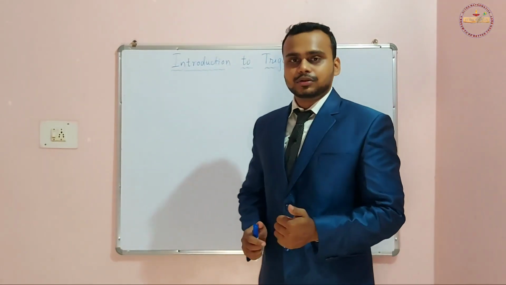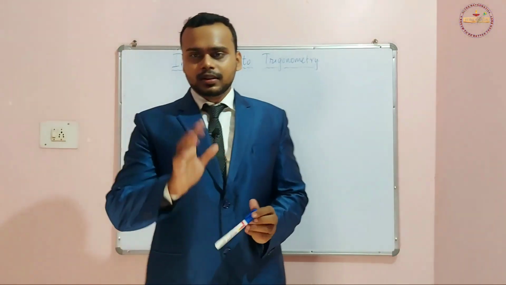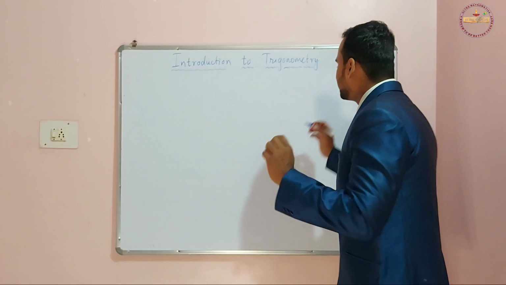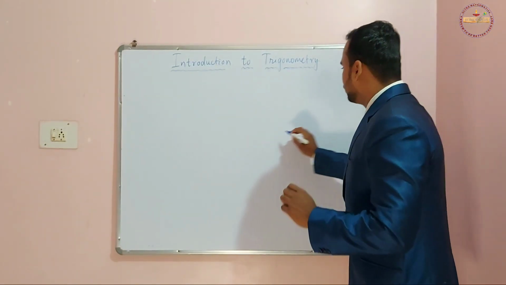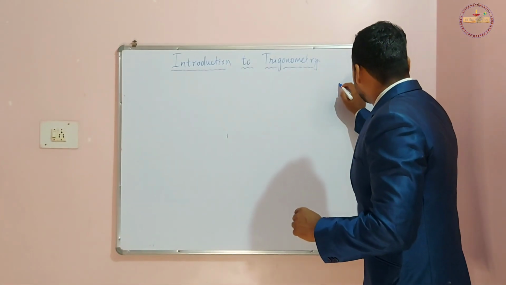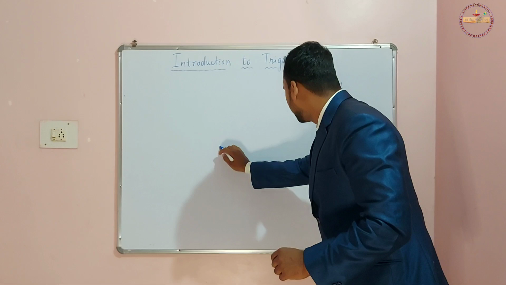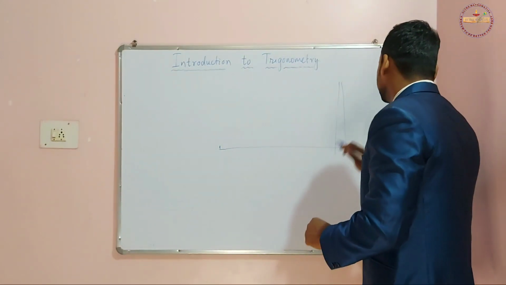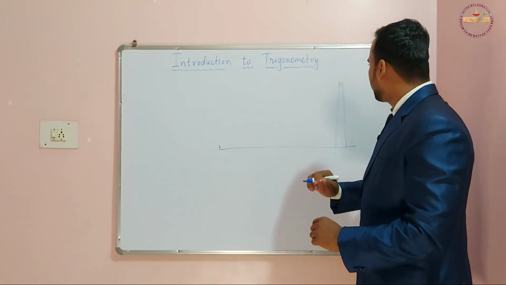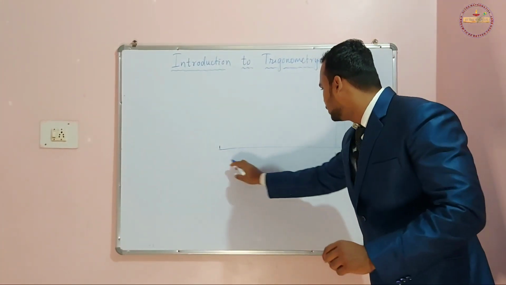First of all, the introduction. Why do we need to read about Introduction to Trigonometry? I am giving you a very basic example. Suppose you are visiting the Qutub Minar, and suppose the Qutub Minar is like this. You are standing here on the ground. You know the distance between you and the Qutub Minar.